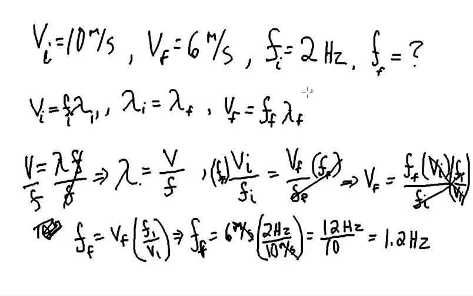So what happened here? Our final frequency was lower than our initial frequency. But that's because our velocity decreased. So this shows the direct proportionality between frequency and velocity. If one goes down, the other one goes down with it.